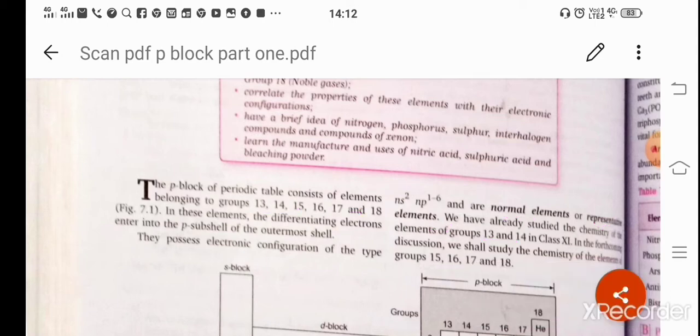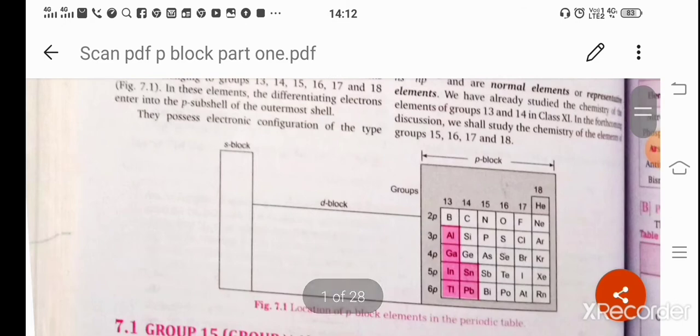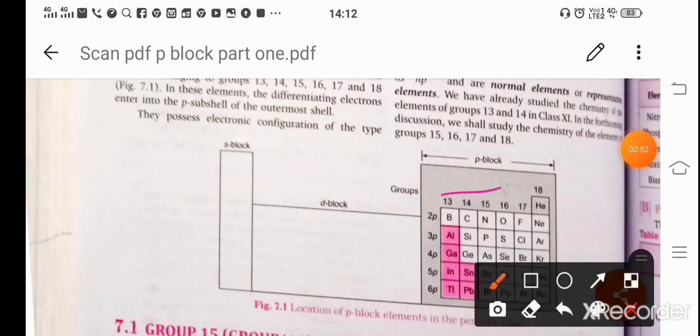13 and 14 we have discussed in class 11, so further we'll discuss 15, 16, 17 and 18. We can see their position in the periodic table, towards the right side of the periodic table. They are present over here. So we can see the position: boron family, carbon family, nitrogen family, oxygen family, fluorine and helium family. Let us start with group 15.